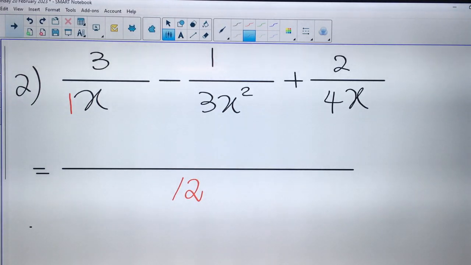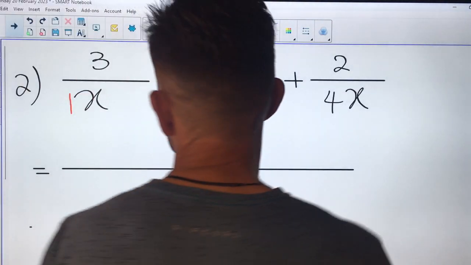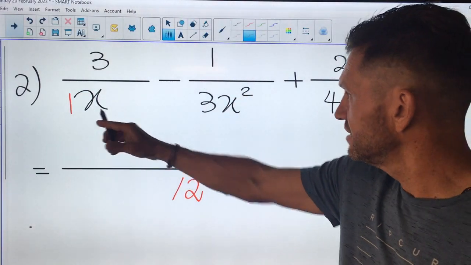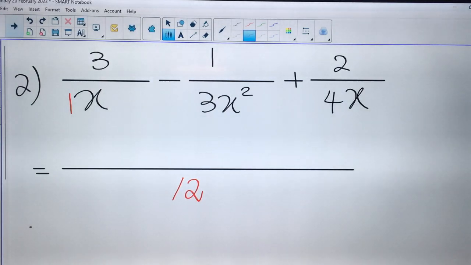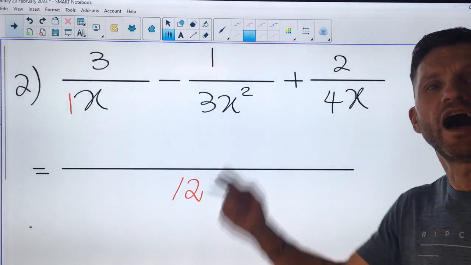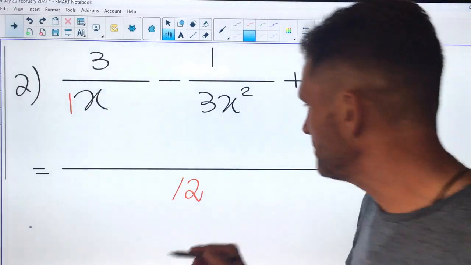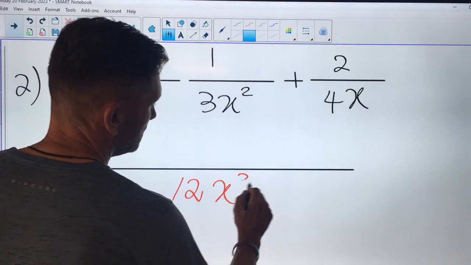So we treat the numbers like we have done before. Okay, now here's the other thing that you have to keep in mind. Now check, we have unknowns, x, x squared, and x. Your lowest common denominator, your lowest common multiple, is the one with the highest power. So that means x squared goes here.